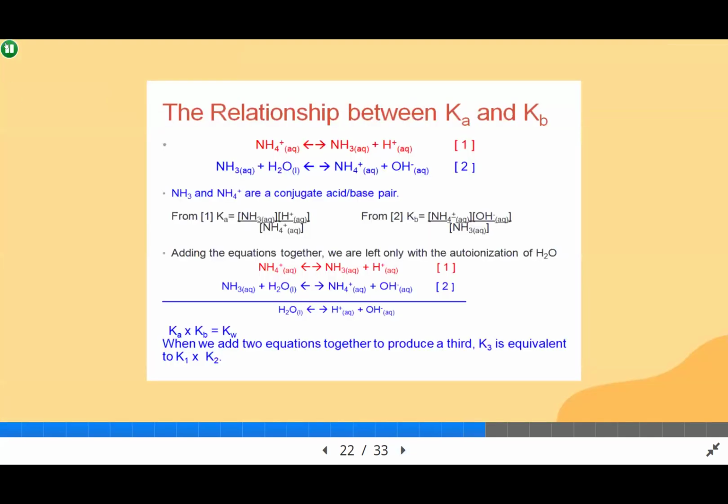Now we can talk about the relationship between Ka and Kb. The next couple of slides go through the mathematical reasoning for how we deduce this relationship, and then we'll get to what the relationship is.